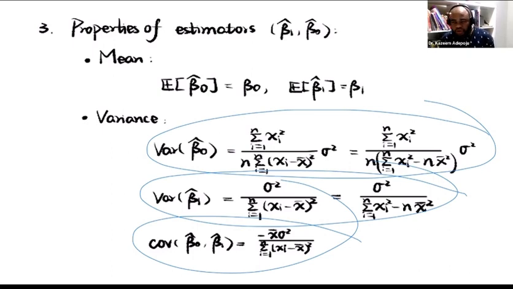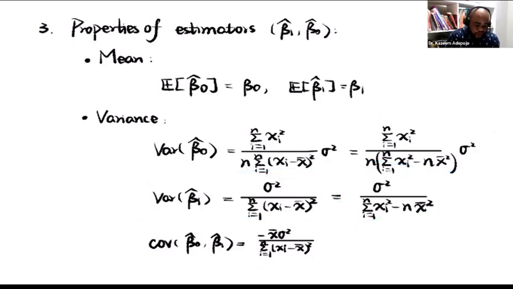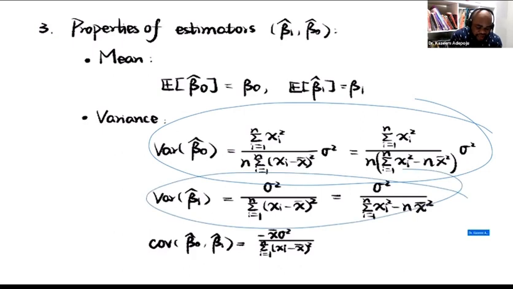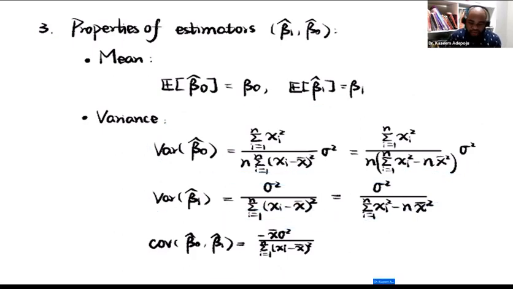We may want to construct a confidence interval about beta naught and beta one, but without having the variance of beta naught, we cannot test hypotheses or construct confidence intervals about that. So what I want to do now is to walk you through how we derive this one, how we derive this one, and how we derive this one. So I'm actually going to walk you through that now.